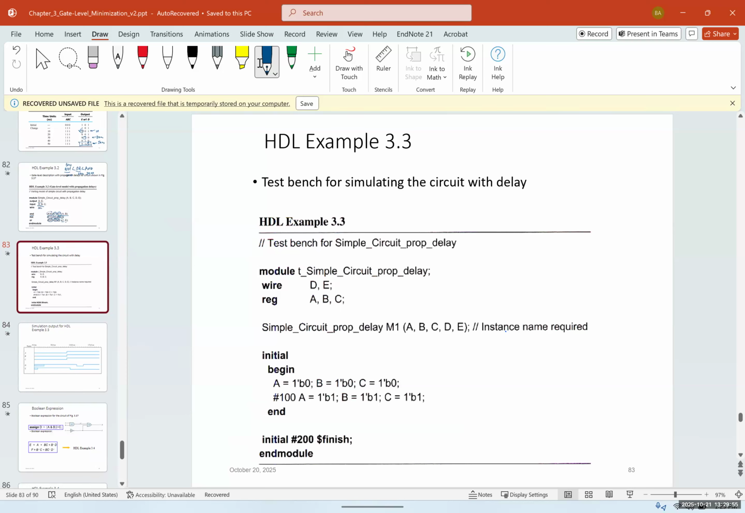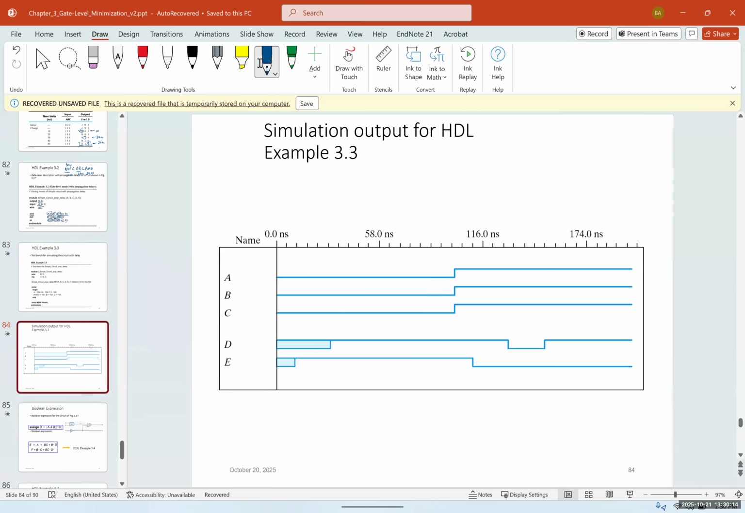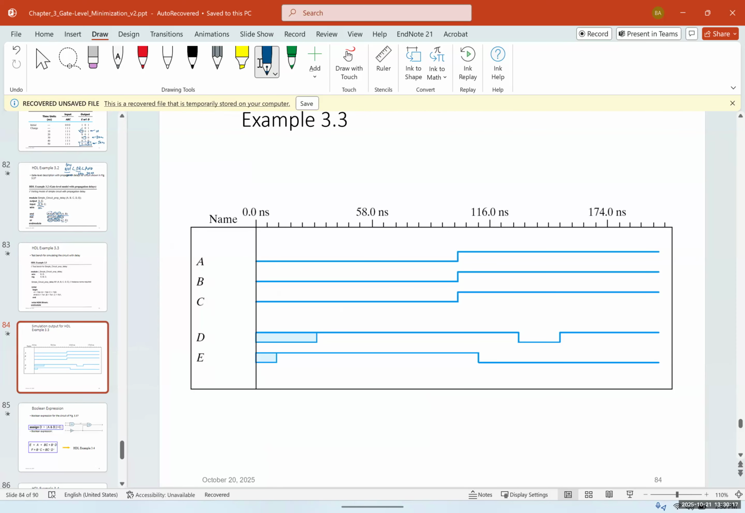So this shows the test bench for simulating the circuit with delays. Again, we will show the wire D, E and the registers A, B, C. And again, this shows an example, and the reason that I put this example is to show this simulation output. So you can see here that A, B, and C are changing, and D and E are not changing at all. And the change comes after a certain point, which depends on the delay that we have.